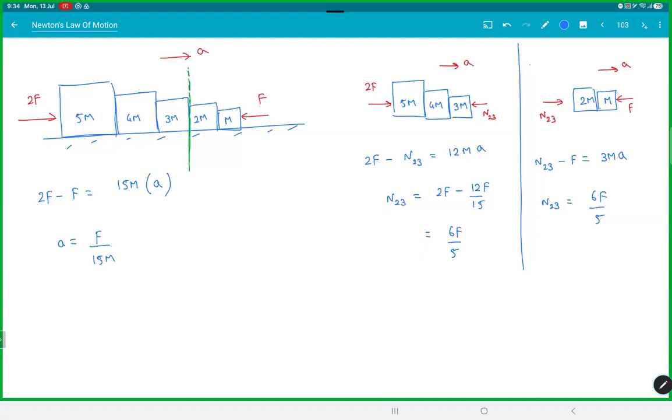Because if you don't cut it, this N23 and this N23 will always become an internal force. They'll always cancel out, so you cannot extract it from there. You have to cut it.